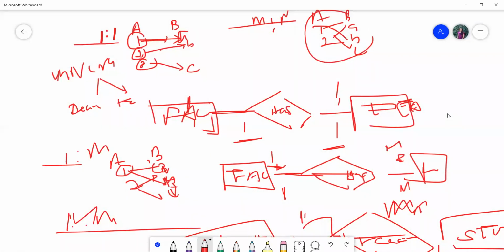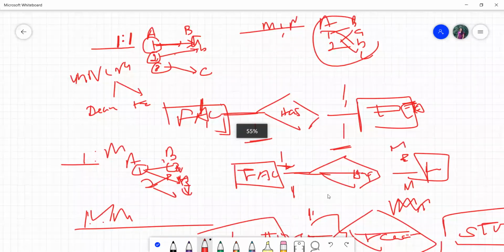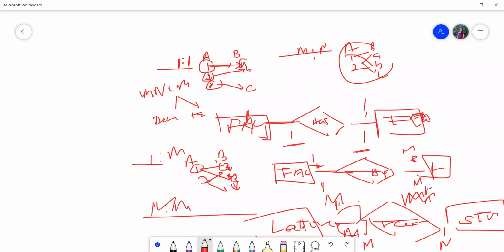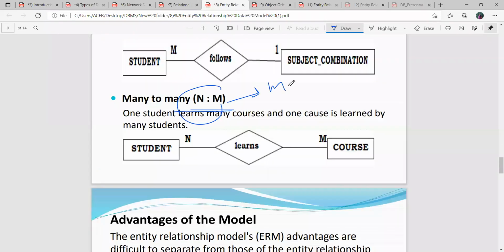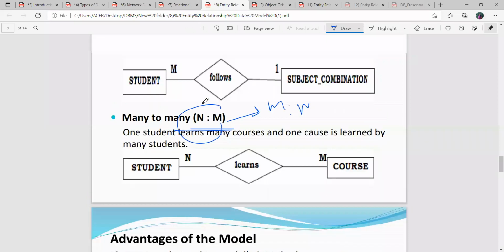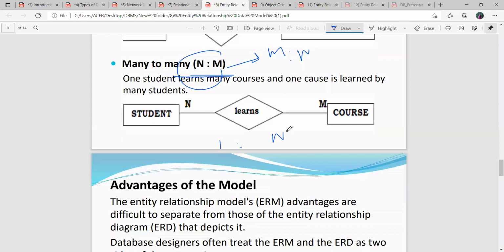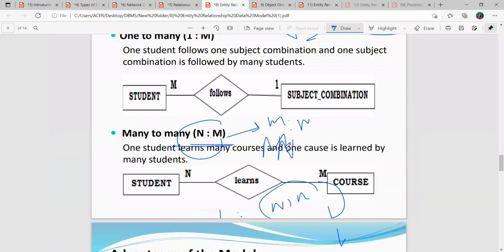If you have any doubt now, you can raise your questions. I will give you 1 or 2 minutes to ask questions. When we are writing many to many, the symbols should be M and N, is it? Yeah, M and N. This can be M to N or N to M, no problem. In 1 to many, M or N is used to denote the many.